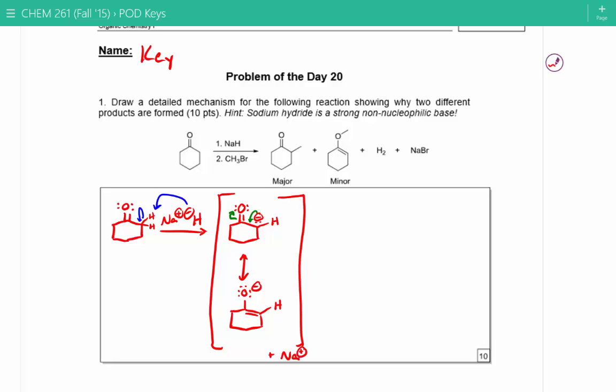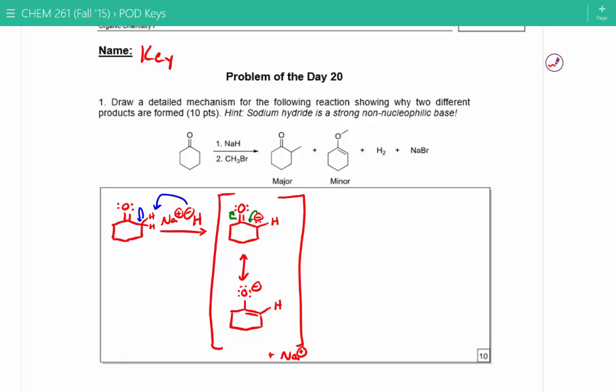What happened to our hydride? Yeah, it turns into hydrogen gas. So hydride, when it combines with a proton, forms a covalent bond between two hydrogen atoms. That will bubble out of solution as hydrogen gas. It's kind of a cool reaction. You know it's done when it stops bubbling, right?